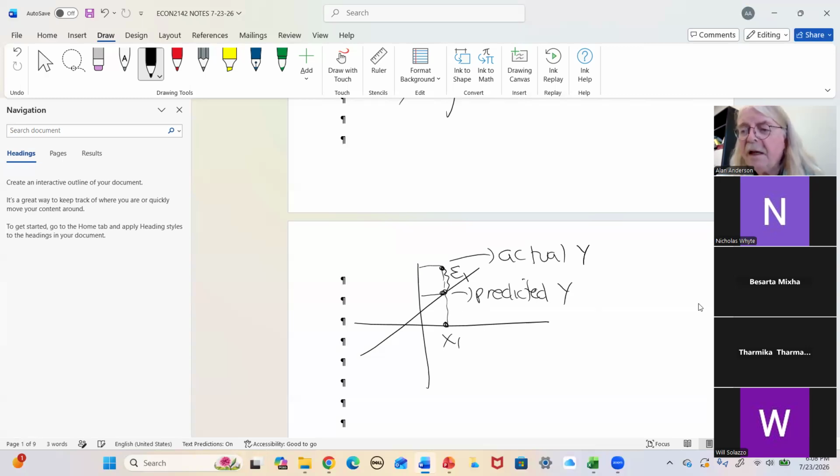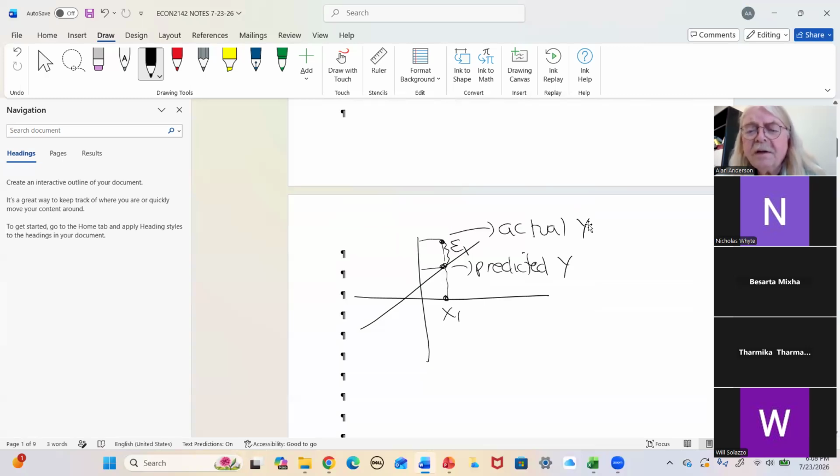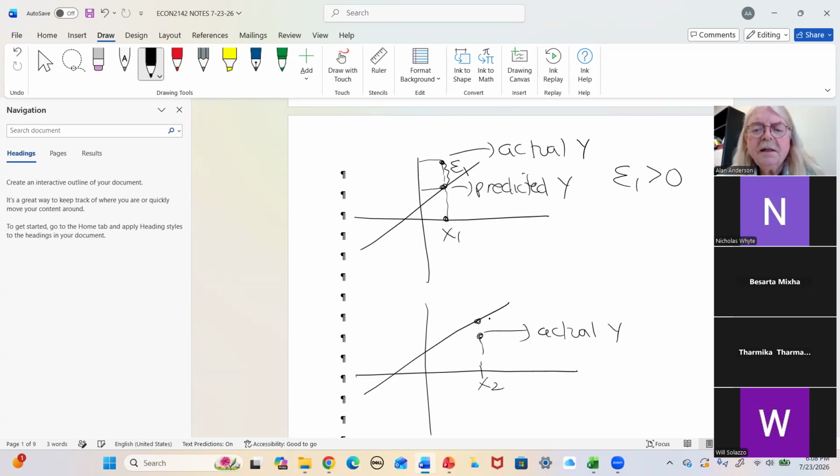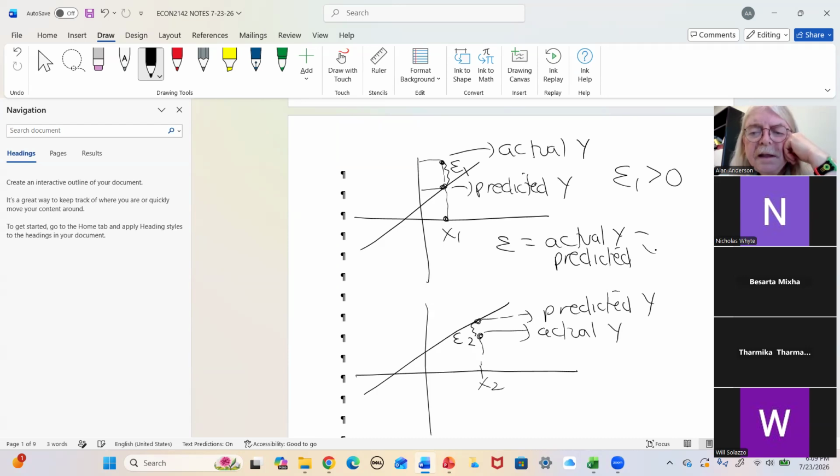All right, you'll end up having an error term for every one of these observations. They could be zero if they're right on the line, but most of them are not. Also, the error term could also be negative. This epsilon is above the line, so it's positive, but maybe if you had something like this, here's x2, our predicted y. Vertical distance, we'll call it epsilon 2. And because epsilon is defined as the actual minus the predicted, that means this one is positive, but that also means this one is negative.